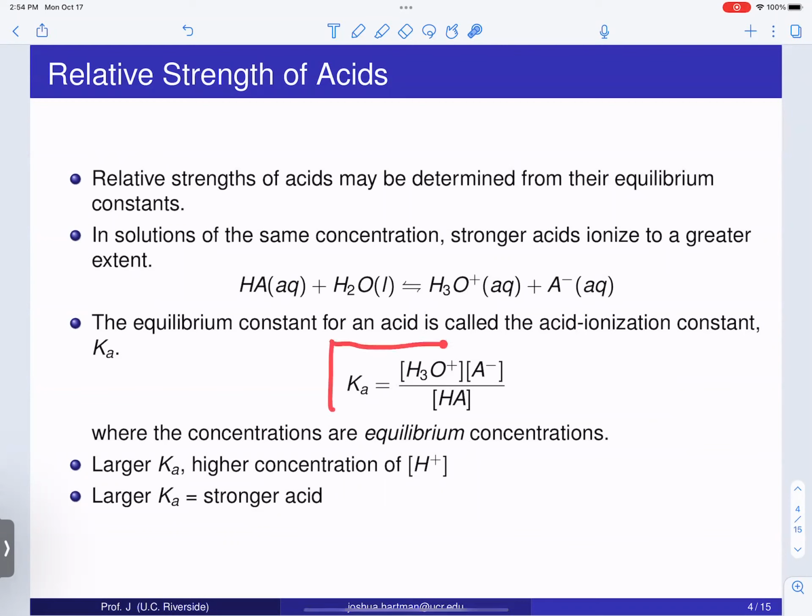So this term here for Ka gives us the ratio of these equilibrium concentrations. So you can imagine then, as we know, the products, the ionized form, are going to be favored if you have a larger Ka. So larger Ka means we're going to have a larger numerator, or a higher concentration of H plus. And if that's the case, then that means the acid is dissociating to a greater extent. So that larger Ka means that we're going to have a relatively stronger acid.